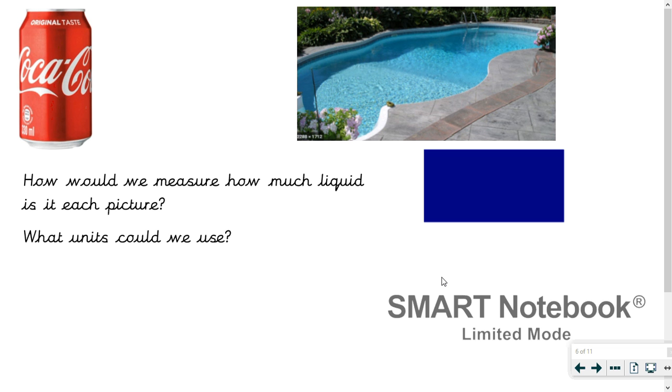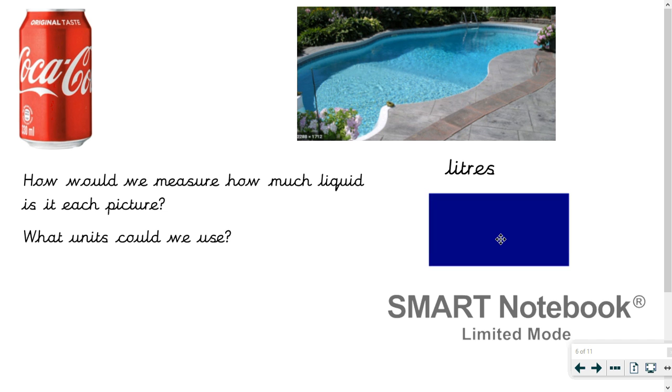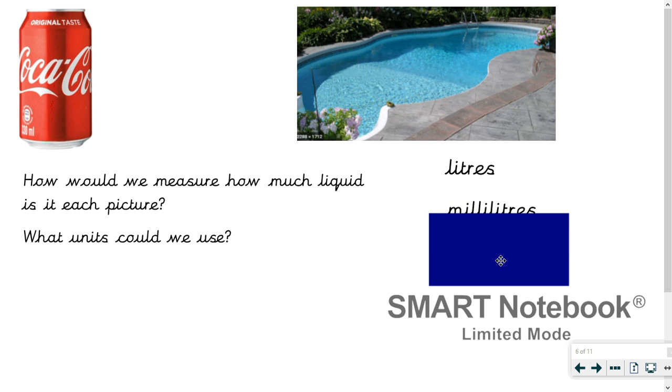There's a little clue on the Coke can. If you have a look, you might be able to see two letters which might give you a bit of a clue. So we could use litres and we could use millilitres. Now, millilitres is the smaller unit to measure, so probably would make sense to use it for the can of Coke. And litres, probably for the swimming pool. Now, we could do millilitres, but it takes a while to measure how many millilitres the pool was.